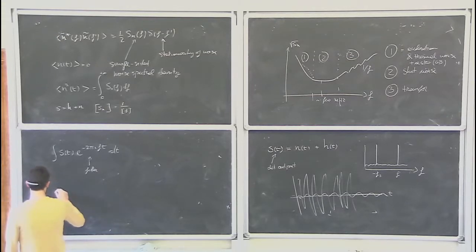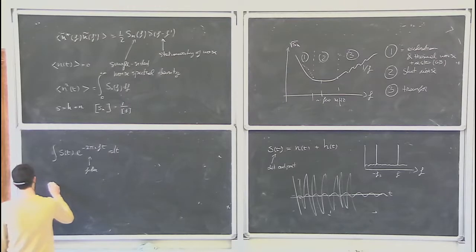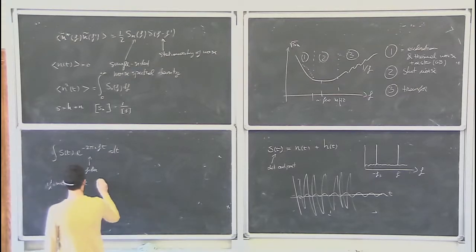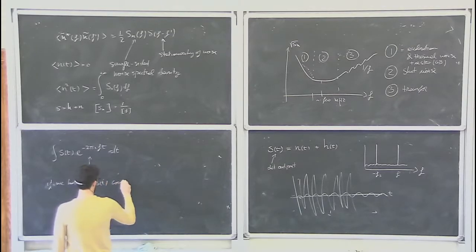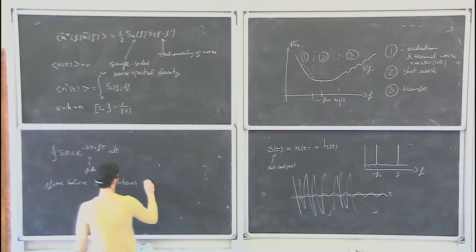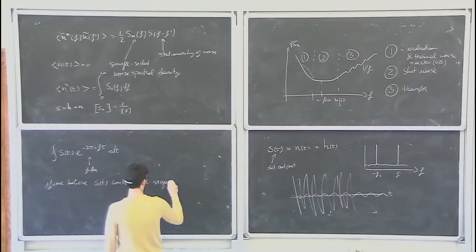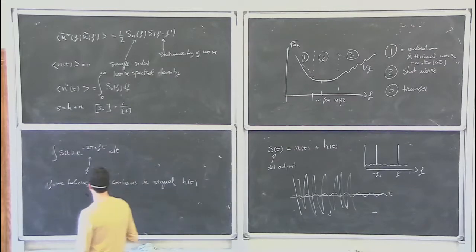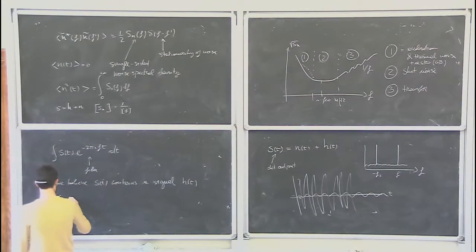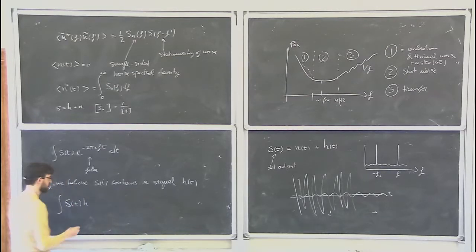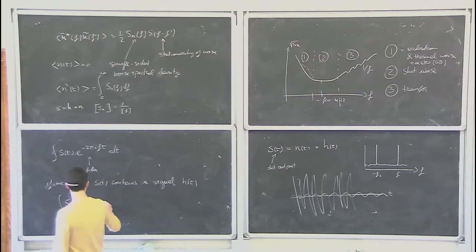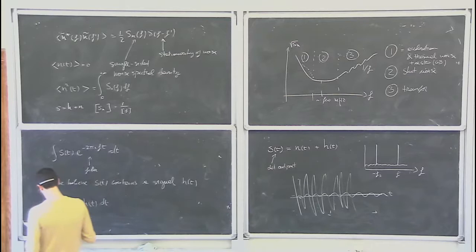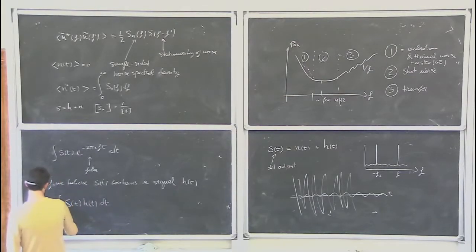So suppose we believe that S of t contains a signal of which we know the form, and we believe it's h of t. What you can do is simply to take the product of S of t with the signal, which we call sometimes a template, that we believe should be in the data, and just integrate over time. You can take an average if you want. Yeah, say we take an average.